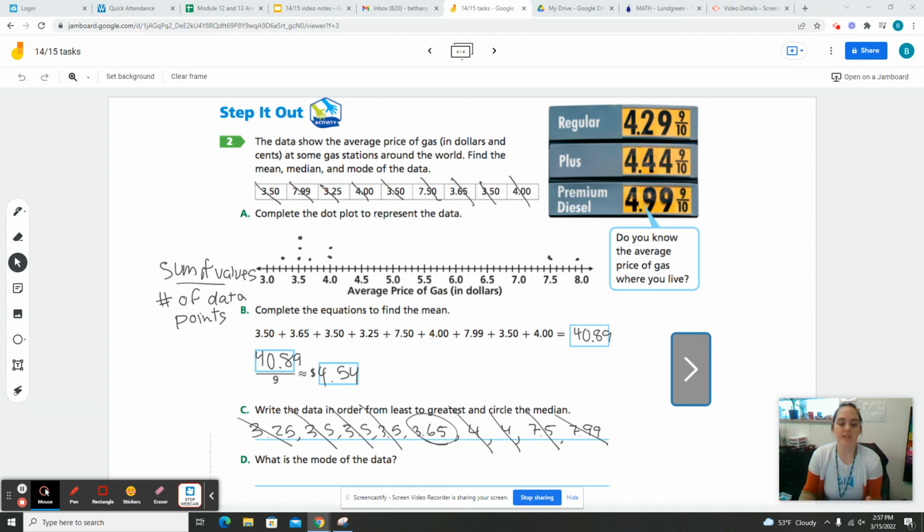Okay, and then what is the mode? The mode of the data is just the one that occurs the most. So looking at our dot plot, we can see that 3.5 occurs the most often because it has the most dots. So the mode of the data is $3.50.